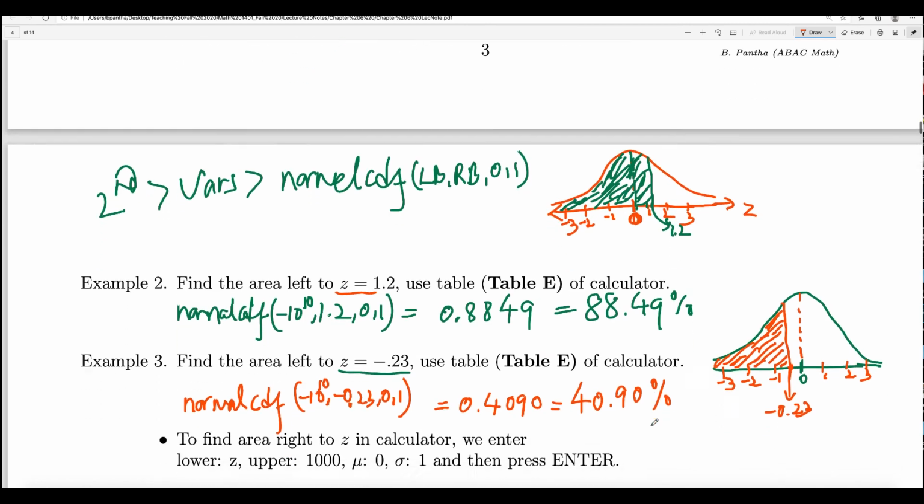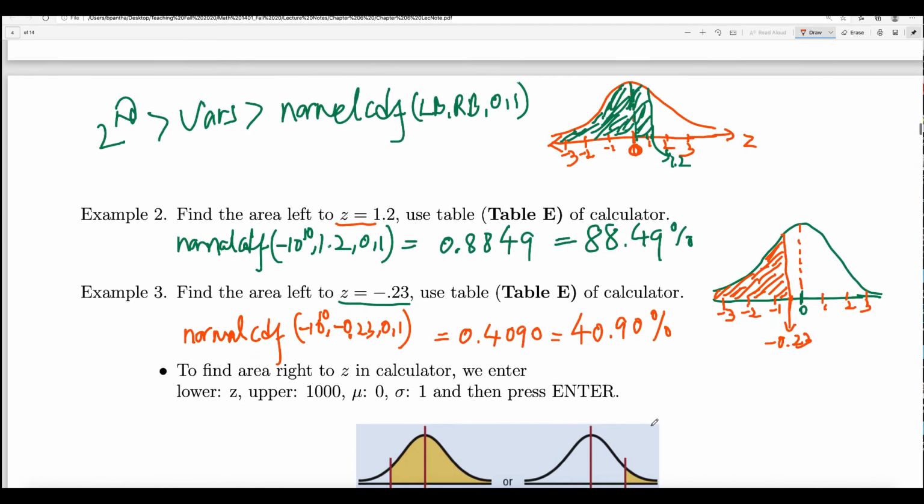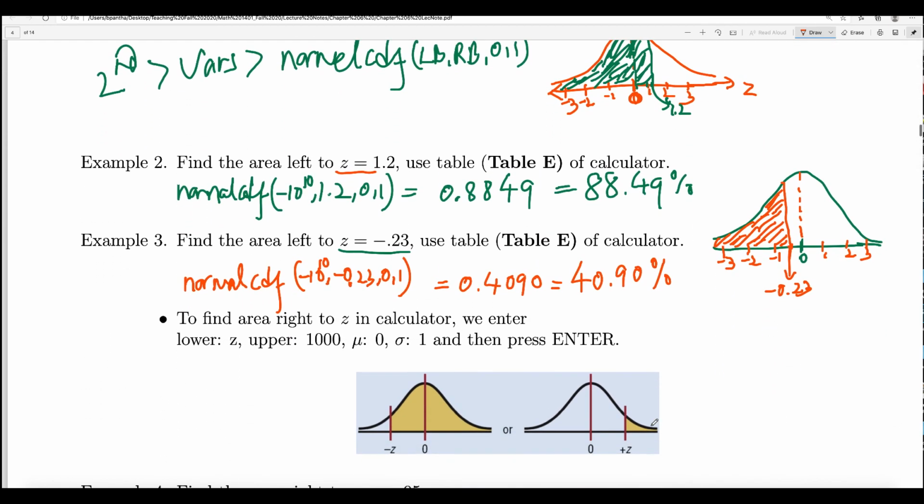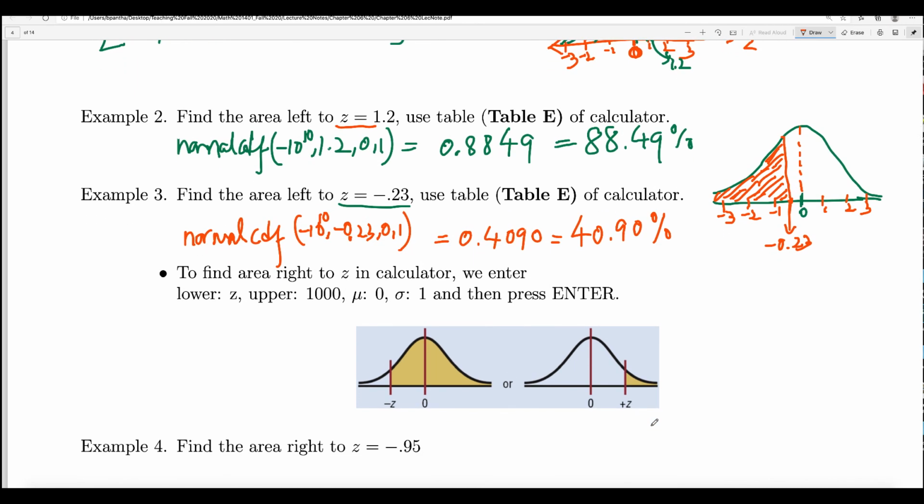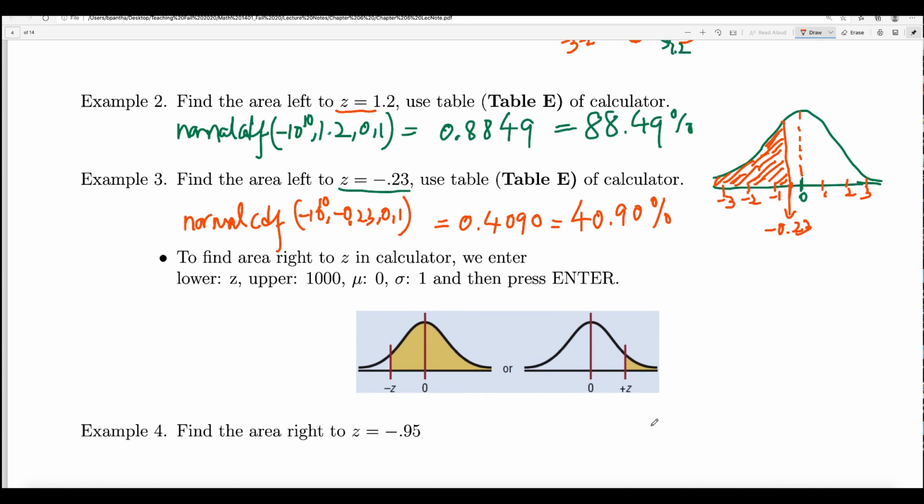All right, so that is for the area to the left. Now, how do you find the area to the right? That is another type of question, so I will discuss that in the next video, guys.